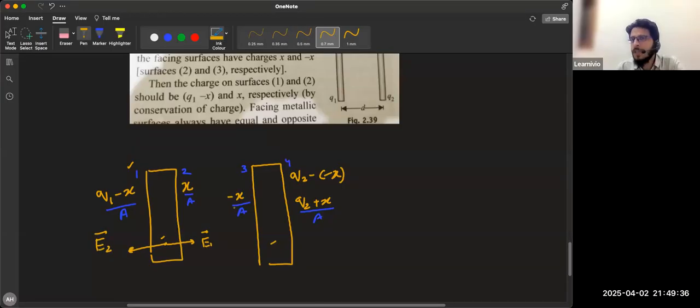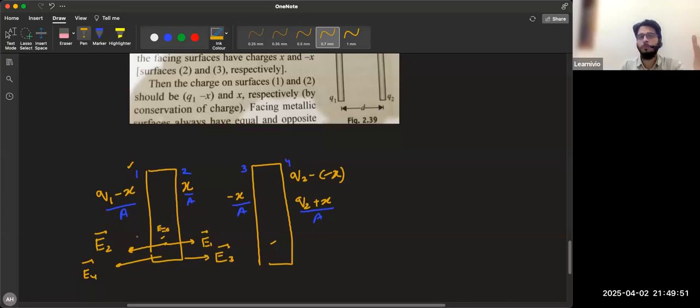On the third phase, the charge is negative, so the direction of field is towards the charge, that is E3. On phase 4, charge is positive. The direction of field is away from the charge, that's E4. You know that net field inside the conductor is 0.